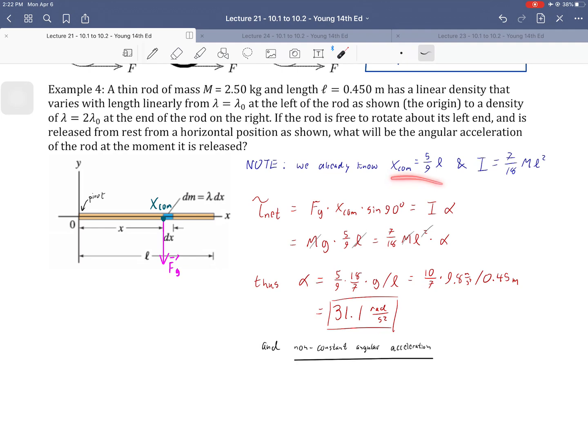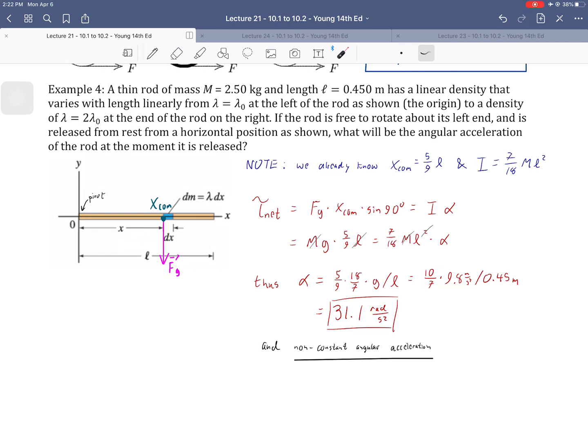The other thing to consider is that this solution was quite simple, because we had already in previous examples calculated the center of mass and the moment of inertia using the appropriate integrals. If we had any other density function, then we'd have to do the center of mass and the moment of inertia from scratch. The reason we need the center of mass is that's the only place where gravity acts, and the reason we need the moment of inertia is that's going to allow us to use Newton's second law in rotational form. Okay, so it's as simple as that.